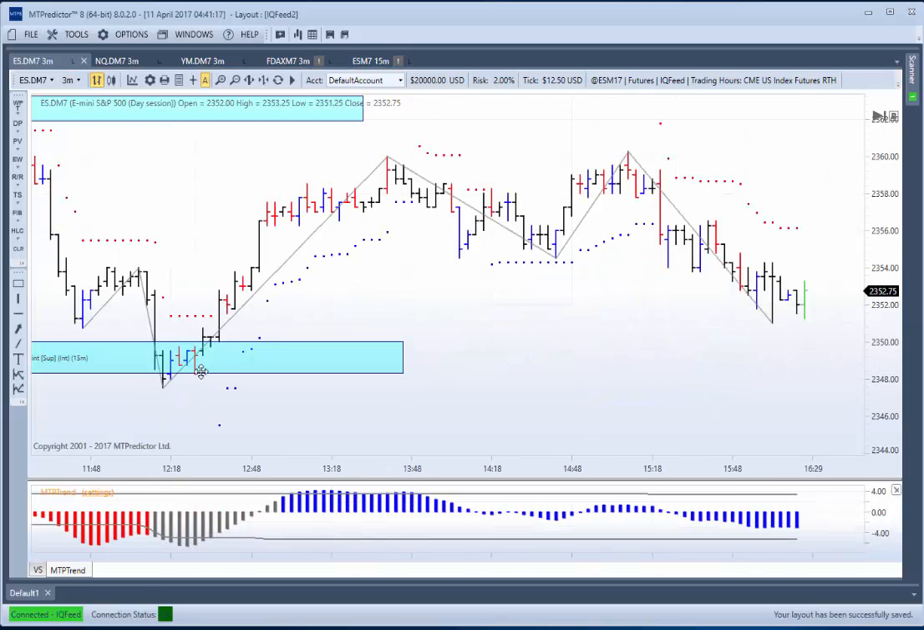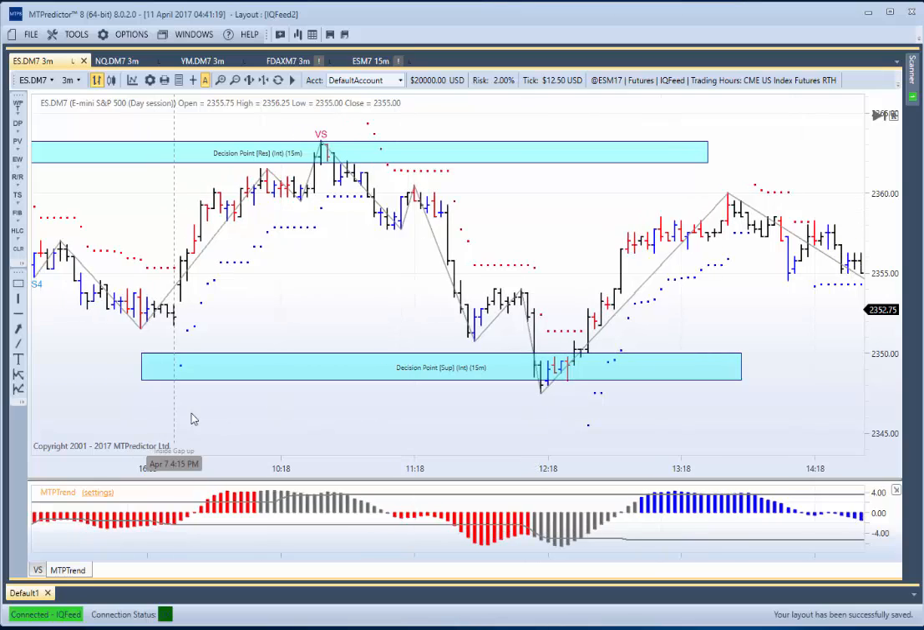Let's now go down to the 3-minute chart and see what trade setups there were in that. Exactly the same as the YM. We had a VS sell setup that actually nailed the very high of the day. Our MTP trend was grey, so it was one to take. But can you see how the picture was lovely and clear? It came in absolutely perfectly at this high.